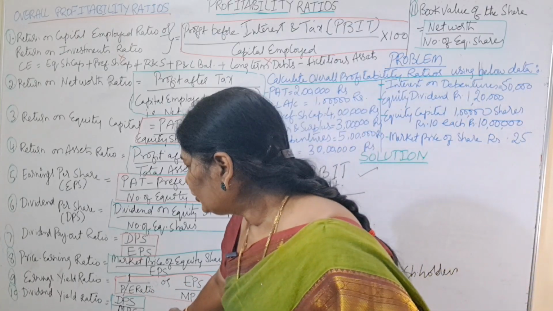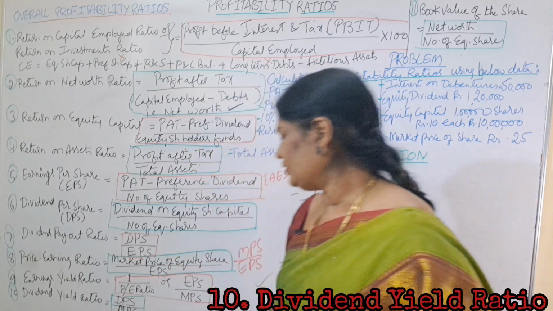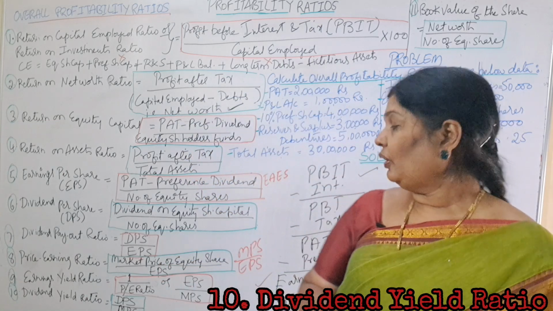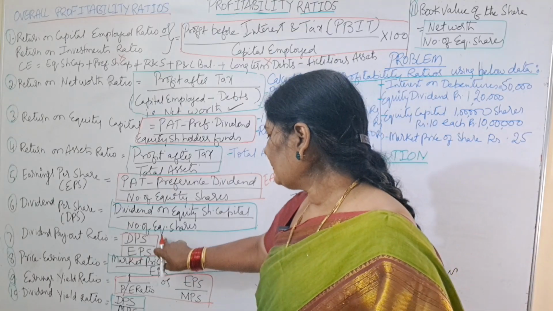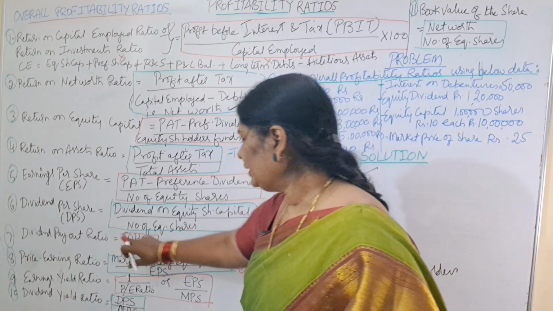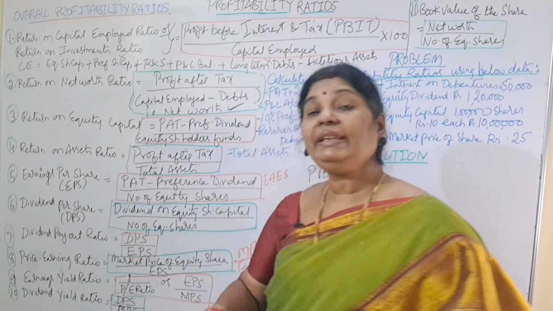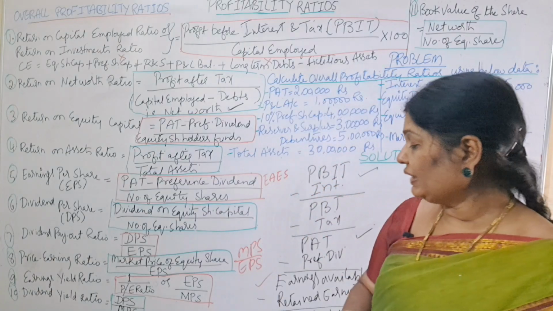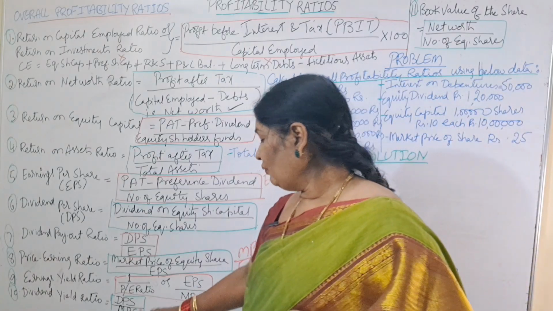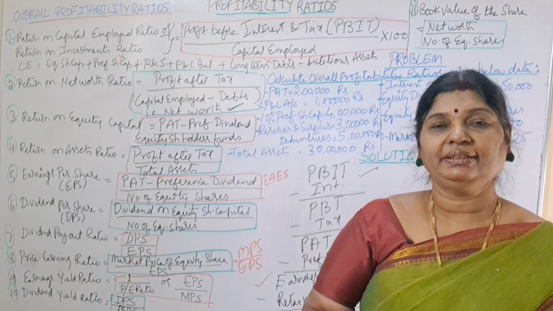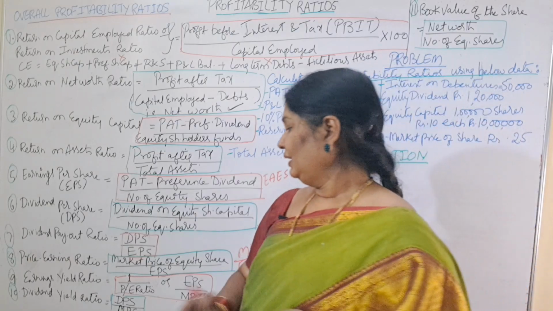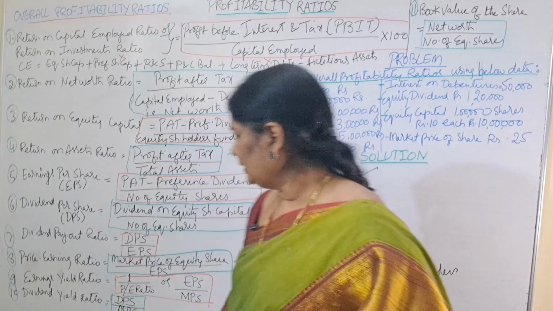Now coming to the 10th ratio. What's the 10th ratio? Dividend yield ratio. Just as we calculated dividend payout ratio as DPS by EPS, in the same way we'll also calculate dividend yield ratio. In this dividend yield ratio, we will see our market price of the share and the dividend on that particular share. So this is our 10th ratio.